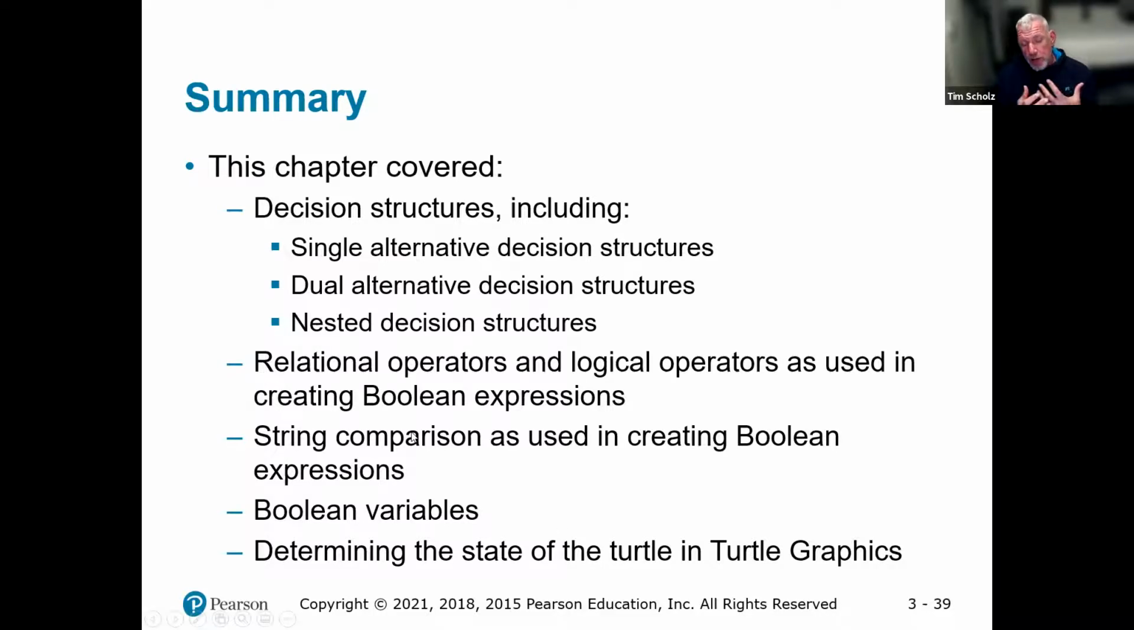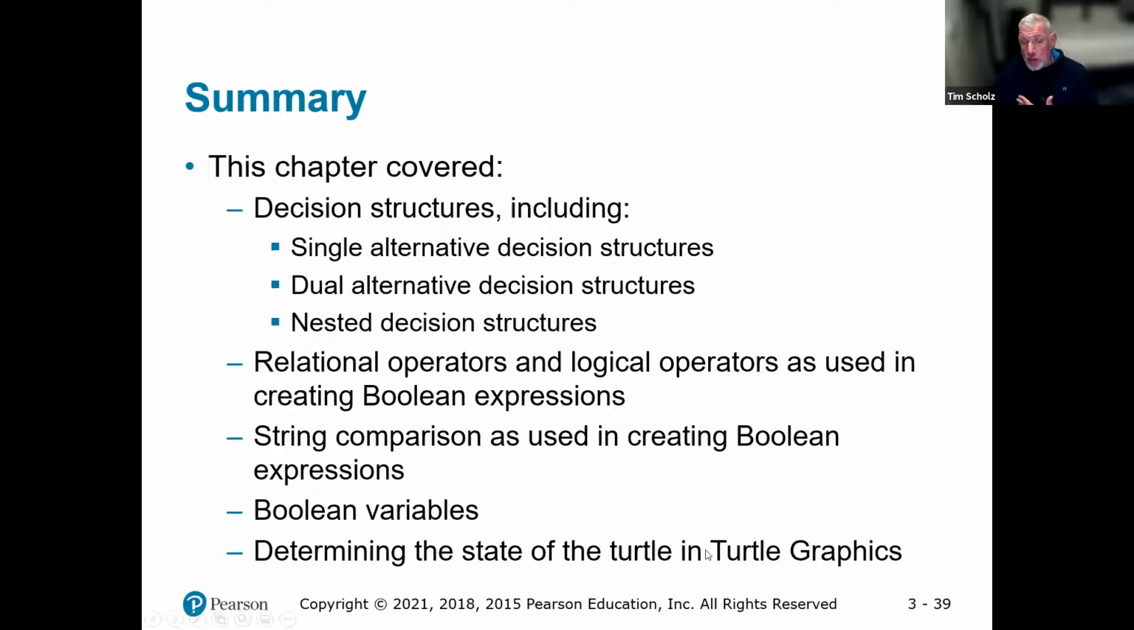Looking at the chapter, we talked about decision structures and working with them. We talked about the single alternative decision structures, which is basically our if statement. If this, then just do these. Your dual alternative decision structures are your if else statements. Your nested decision structures could be either the nested ifs, or using the if, elif, else.